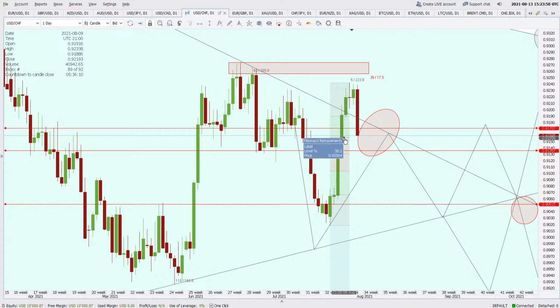So yeah, 38.2 is here. 50% mark is around 0.9130. So maybe 0.9135 will act as a good support for the price to push it back upside.